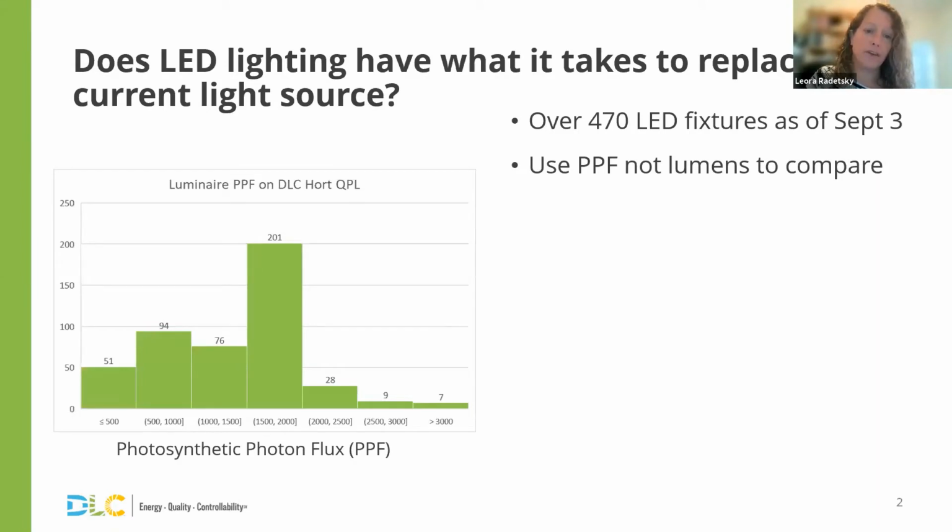So the first thing I want to show you is the data that we have as of just a few days ago. And what I've done is I've binned it in terms of light output. In this case, I've used a metric that is common in CEA to describe the light output of these grow lights, whether it's HID, HPS or LED, we use the same metric. And that metric is photosynthetic photon flux, or PPF.